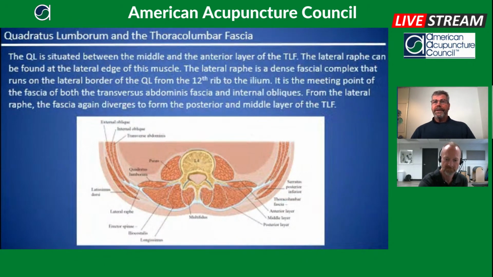So let's look at the quadratus lumborum and how it's sandwiched between the anterior and middle layer of the thoracolumbar fascia. As we know, the thoracolumbar fascia has three different layers. It has an anterior layer, it has a middle layer, and it has a posterior layer.